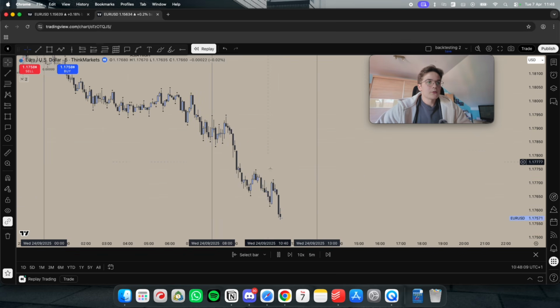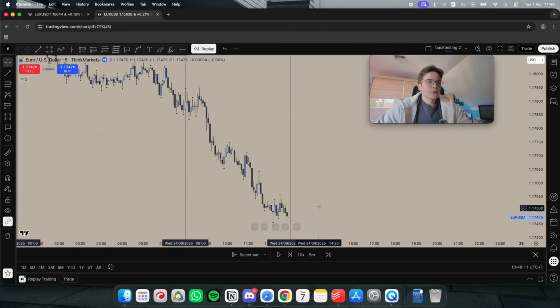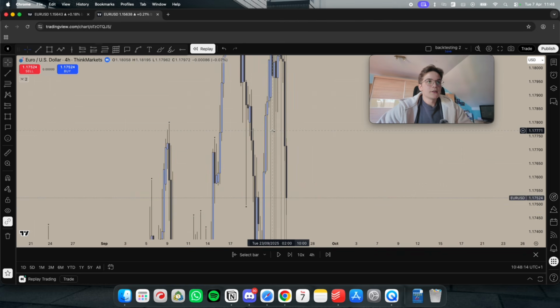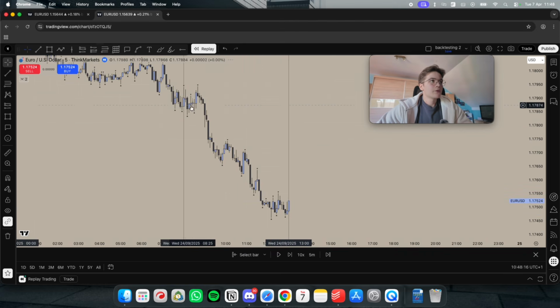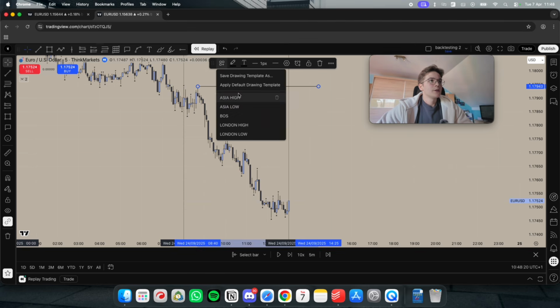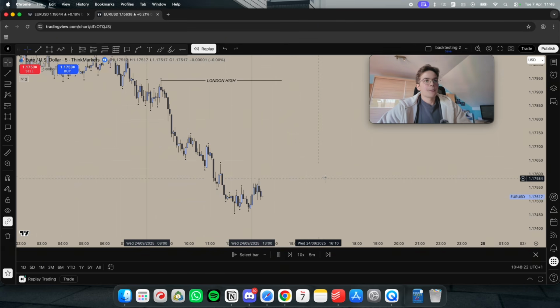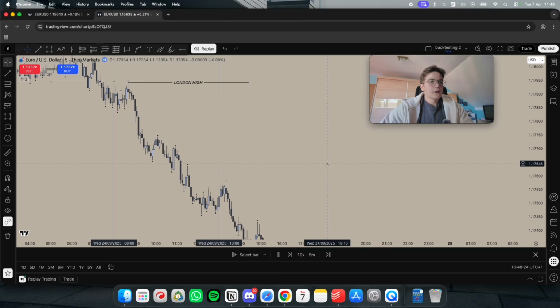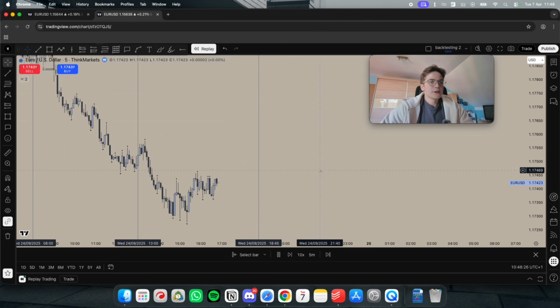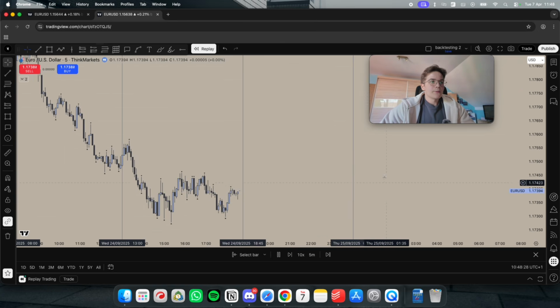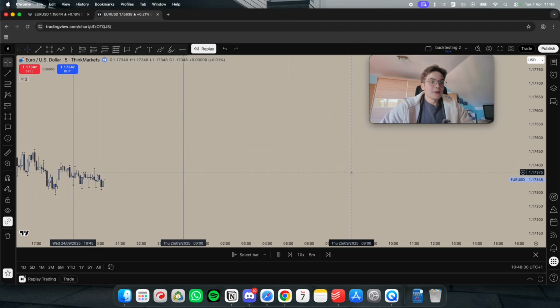Okay, price is dipping down. We are approaching a new session, so let's see the bias. Bias is still going to be bearish right here. 5-minute time frame, waiting for a London high to be swept, which is right here. Let's see. 1845 is here. If it doesn't sweep by then, no trades. Yeah, nothing. Okay, new day.